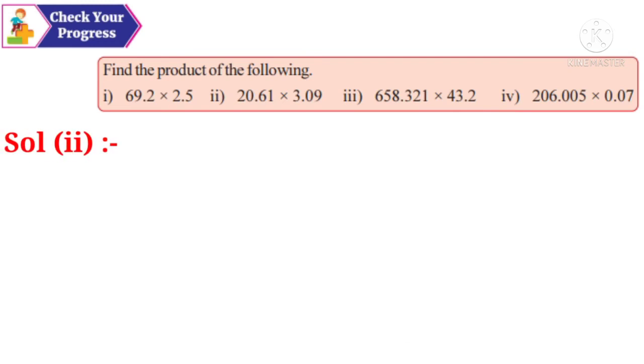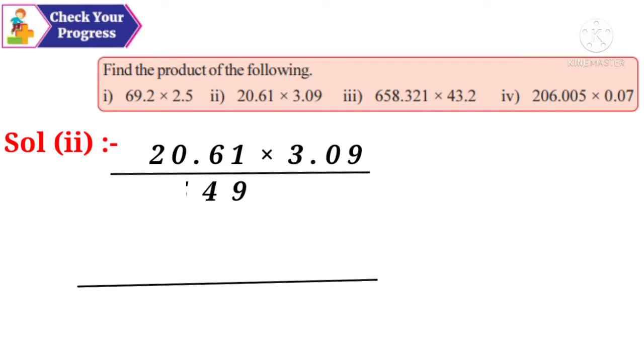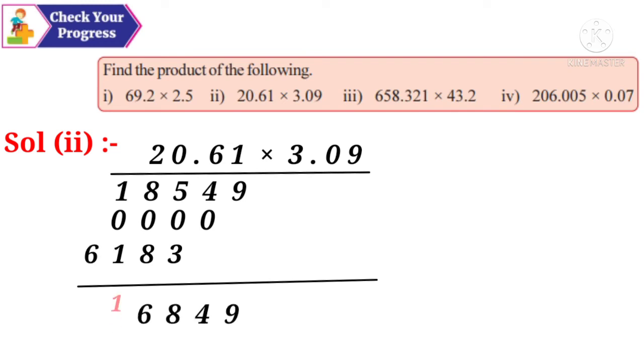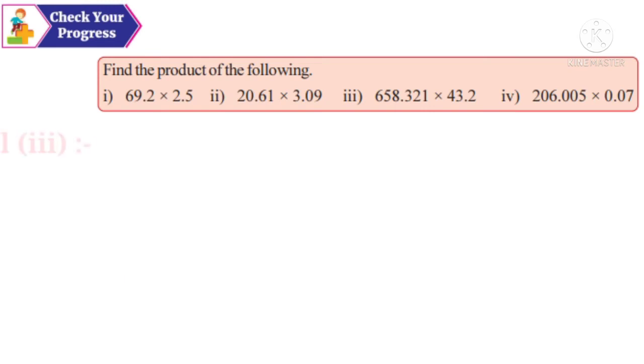Now solution 2. 20.61 into 3.09. Now multiply with 9. 9, 4, 5, 8, 1. Multiply with 0. All are zeros. Multiply with 3. 3, 8, 1, 6. By adding 9, 4, 8, 16, 3 and 6. Observe that there are 2 decimal places in figure 1 and 2 decimal places in figure 2. So total 4 decimal places. So we have to count from right side to left side. After 4 digits we have to put the decimal point. So that is equal to 63.6849.